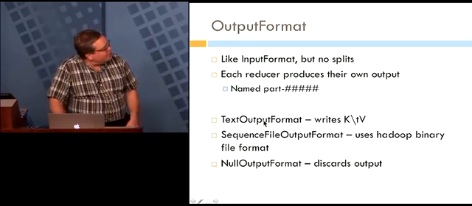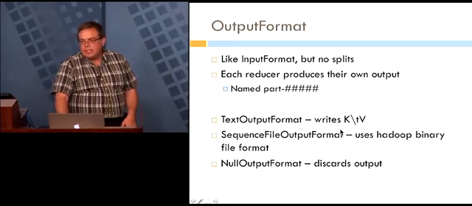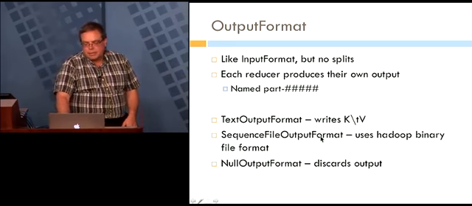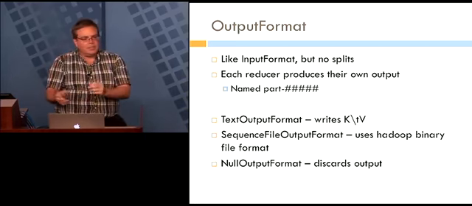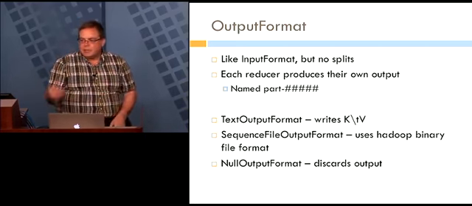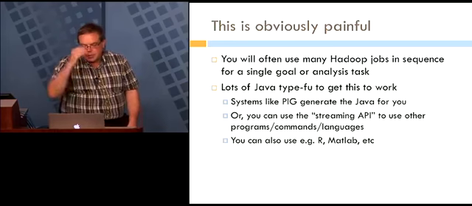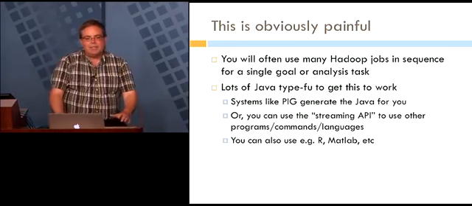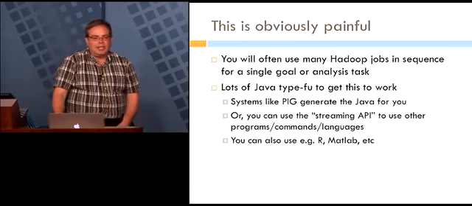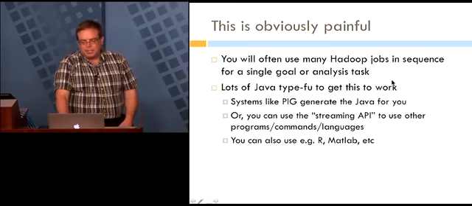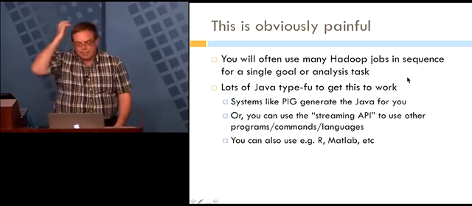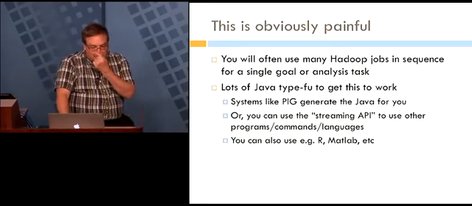So the common one for reducers is text output format, which writes key, tab, value. Sequence file uses a Hadoop binary format. So if I've already processed a bunch of things in binary, I don't store it as ASCII numbers, I store it as binary numbers. So this is obviously painful, right? I could not imagine having to sit and write this kind of code 24/7. It would kill me. But then I hate Hadoop, or I hate Java. It just killed me from the first 5 minutes.